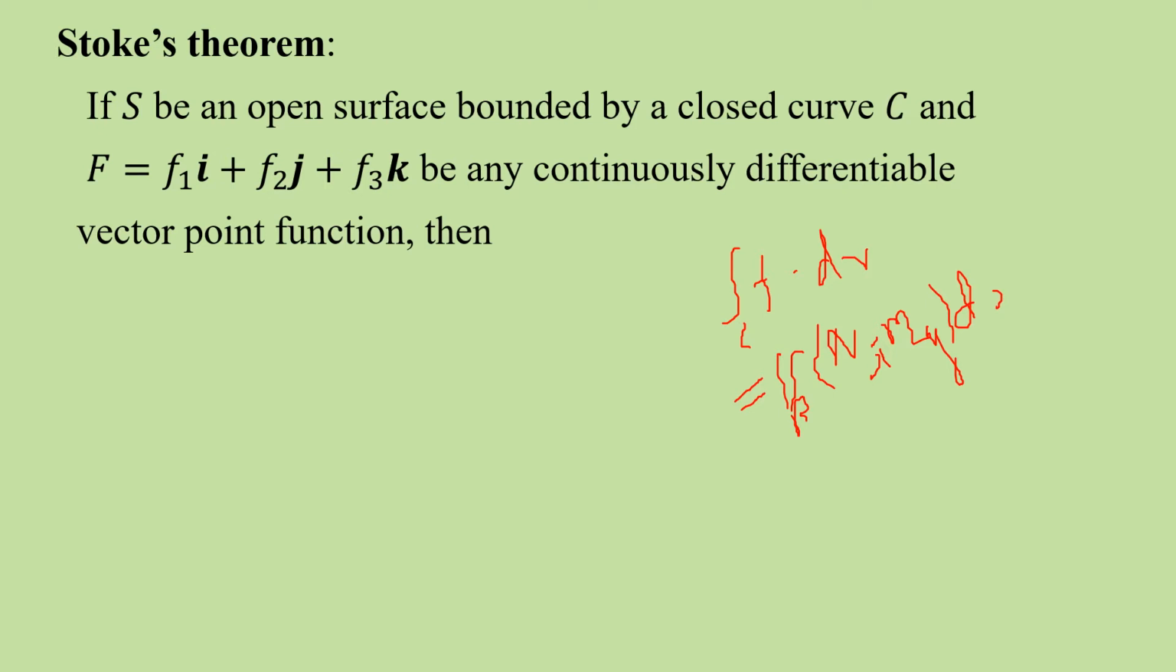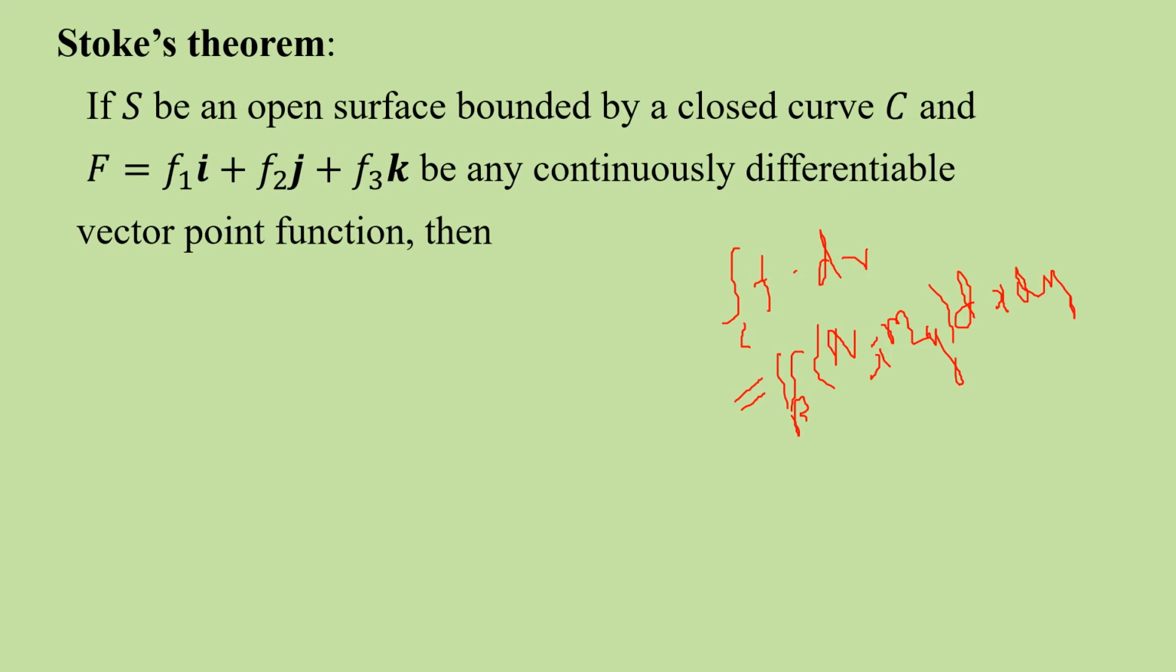So according to Green's theorem in the plane, the statement says that the line integral of f along the curve C can be taken as a double integral over a plane region R bounded by C. So we have to integrate ∂N/∂x minus ∂M/∂y.